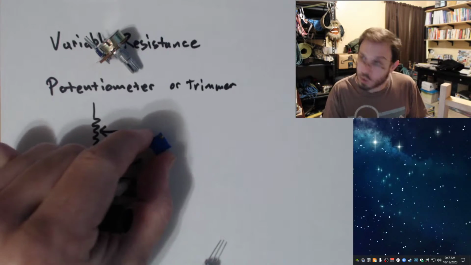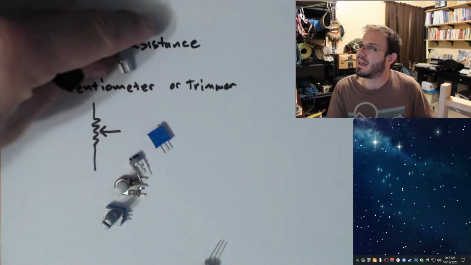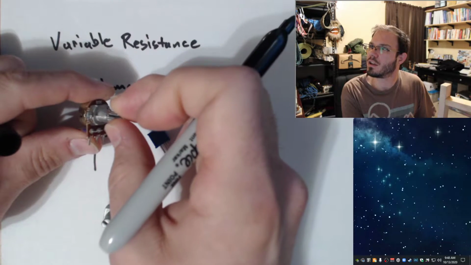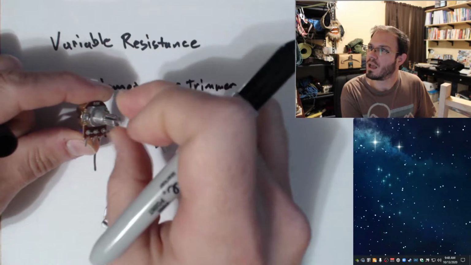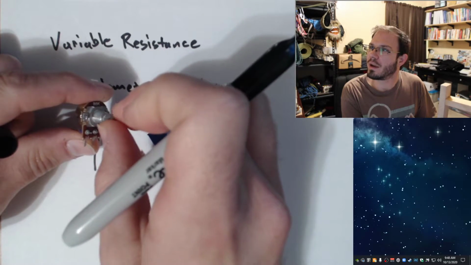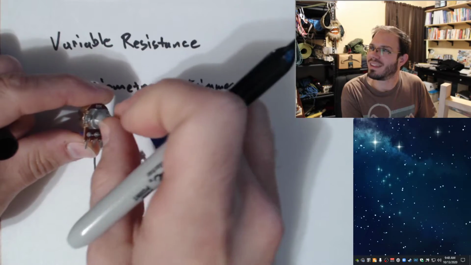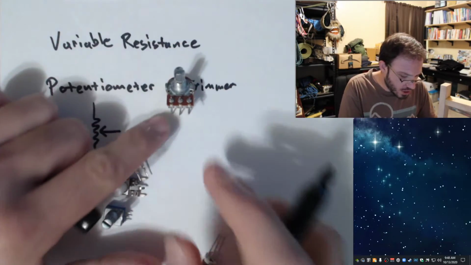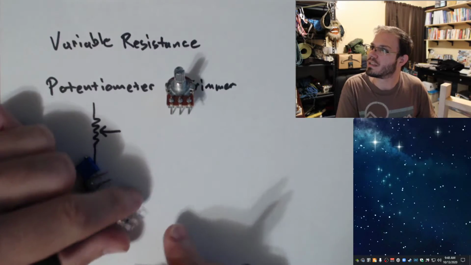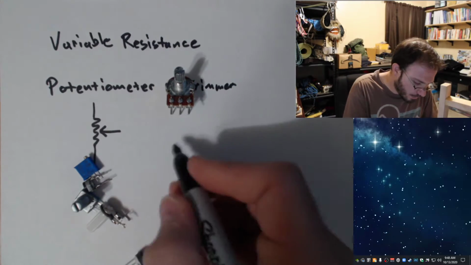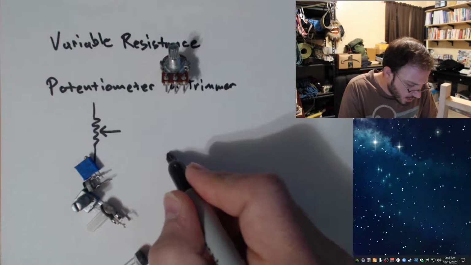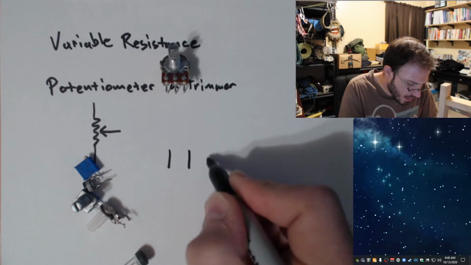Usually when you say trimmer, you're referring to a pot that has more than one turn. Over here, if I turn this all the way to the left, I can't go any more. And if I turn it all the way to the right, I can't go any more than that. And so if you look at the construction of one of these variable resistors, a potentiometer, it's physically constructed more like this.